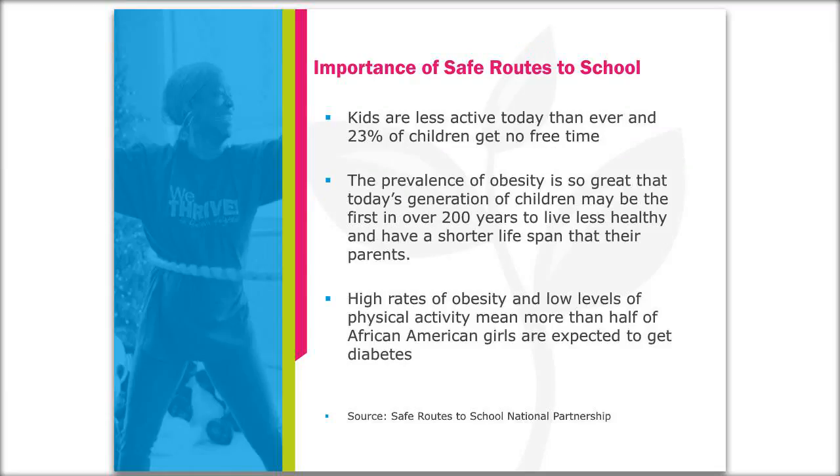So why is this important? Kids are less active today than ever, and 23% of children get no free time to play or get physical activity. The prevalence of obesity, as we all know, is so great that today's generation of children may be the first in over 200 years to live less healthy and shorter lifespans than their parents. It's pretty shocking. High rates of obesity and low levels of physical activity also mean that more than half of African American girls are expected to get diabetes.